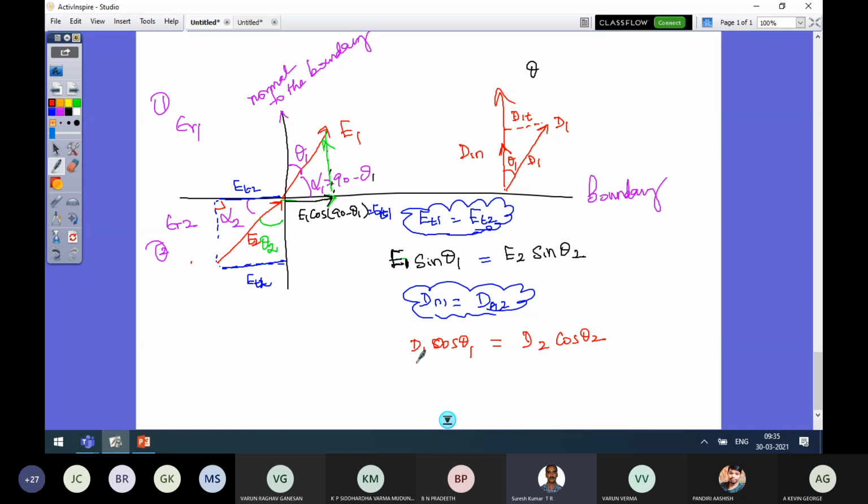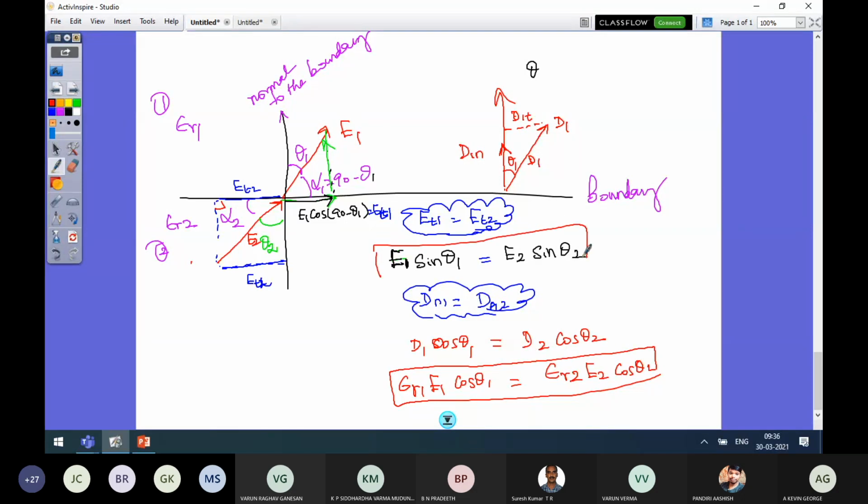Now we have the equation, but we are trying to relate these two, or find the amount of bend experienced by the electric field. So you need to express this D in terms of E. So D1 is epsilon R1 into E1 into cos theta 1, equal to epsilon R2 into E2 into cos theta 2. Is this clear? See, this is theta 2.